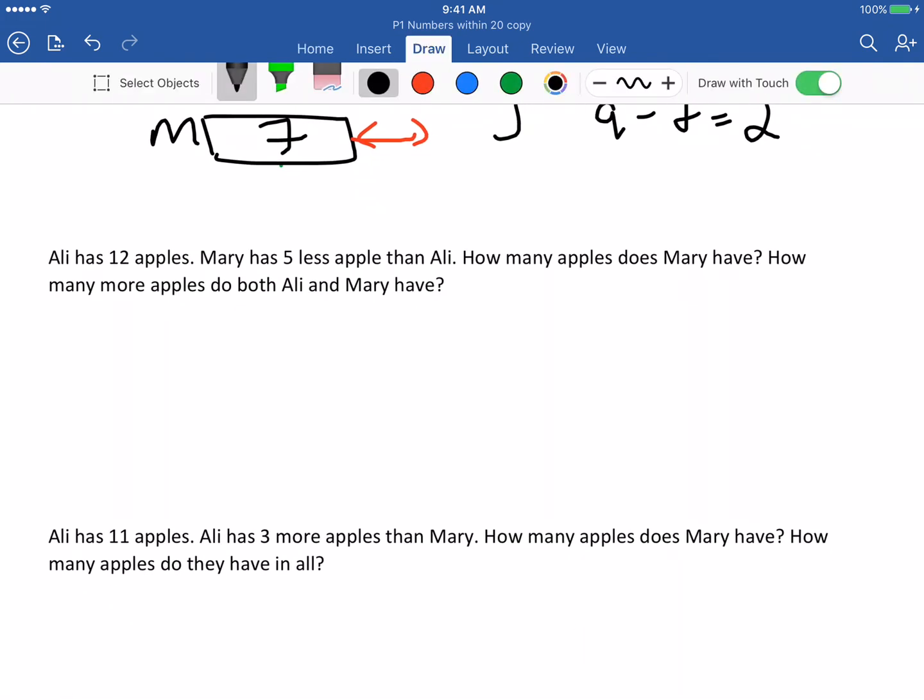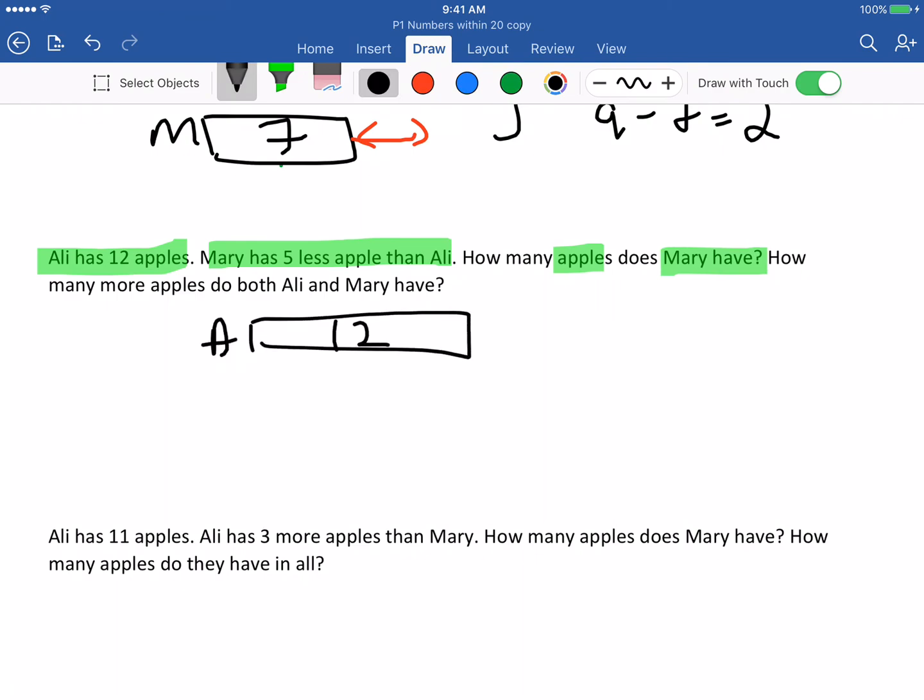Let's read. Ali has 12 apples. Mary has 5 fewer apples than Ali. So how many apples does Mary have? Same thing, model representation. Ali, 12 apples. Mary, 5 less than Ali. So how do we draw 5? 5 will be from here to here. That's 5. So we are trying to find what? Mary right here.